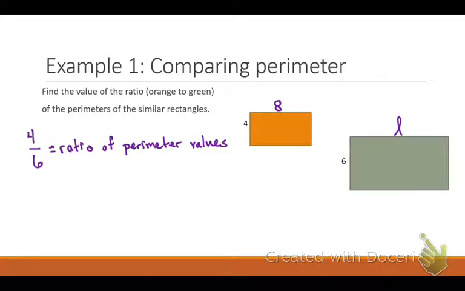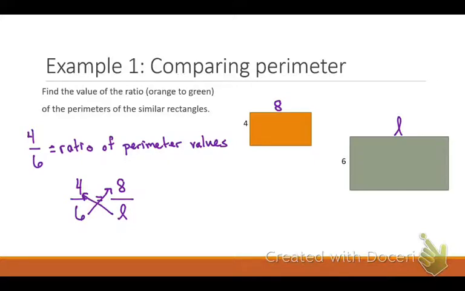So we have orange over green. Does everybody agree that's the orange width over the green width? Equals the orange length over the green length that I don't know yet. Now you can solve the proportion using cross products, meaning you're going to multiply 4 times L and 6 times 8 and set up an equation.